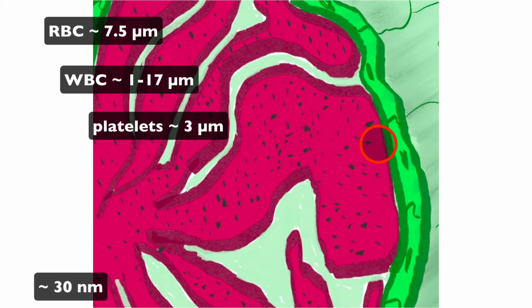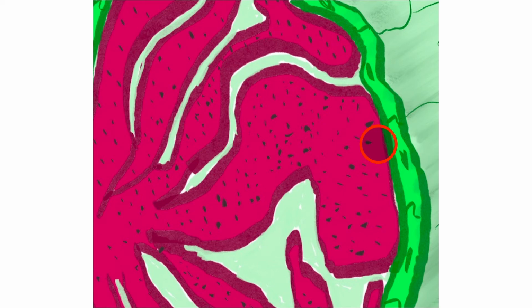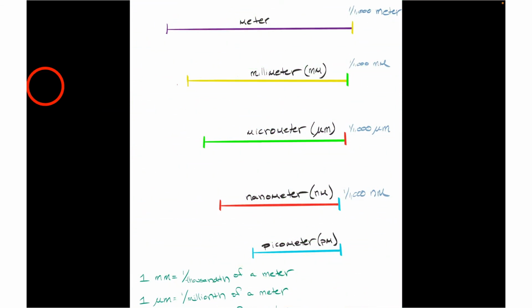Now, one thing that may be confusing is I told you the capillary pores are roughly 30 nanometers in diameter, and I just described the red blood cells, white blood cells, and platelets using the unit micrometer. A micrometer is much larger than a nanometer. So let's take a quick look at the relationship between different units of measure. I don't think it's important to memorize what I have written down right here, but it is important to understand the relationship between these different units of measurement.